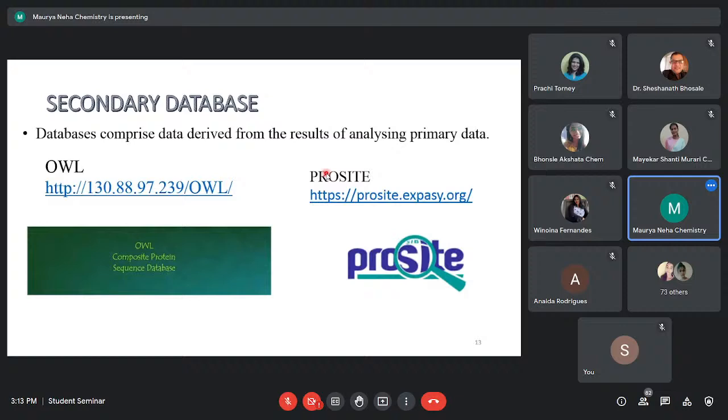Secondary databases contain data derived from the results of analyzing primary data. For example, Swiss-Prot or PDB and other databases like TrEMBL all contain different data. This database helps us compile everything and show it. So instead of searching one thing at one database, one can search the same thing and compare the results using this database.